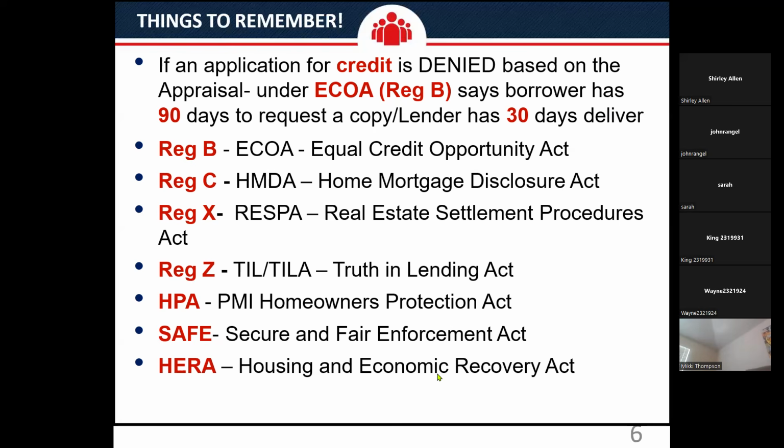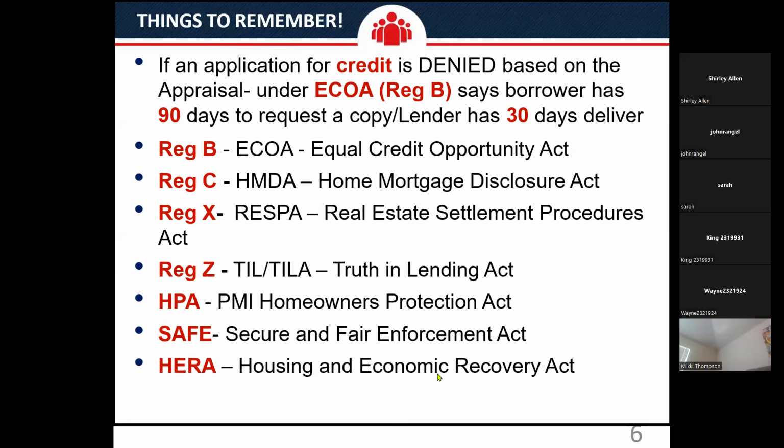But if it's denied based on the appraisal, then the borrower has 90 days to request a copy and the lender has 30 days to deliver. That is part of the Equal Credit Opportunity Act. You need to know that. It's also known as Regulation B, saying that the lenders, or what we call the regulators, have to be equal. If that helps you remember, it's Reg B. Reg C is HMDA. HMDA is a law where you can see whether the regulations or regulators are being discriminatory against any class of people.